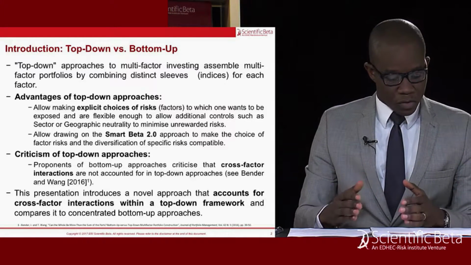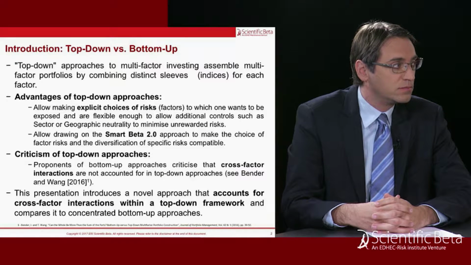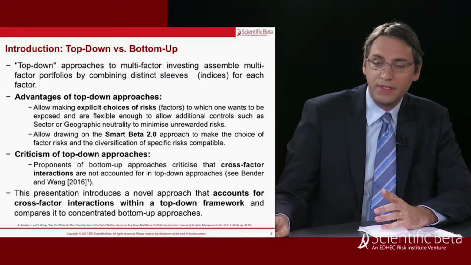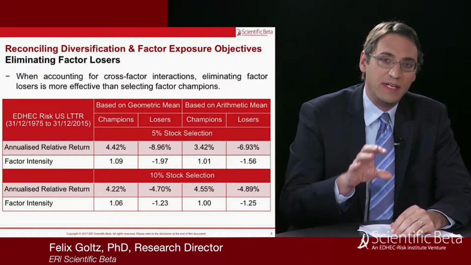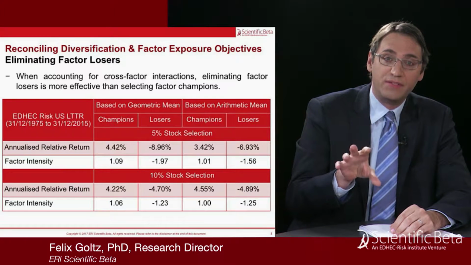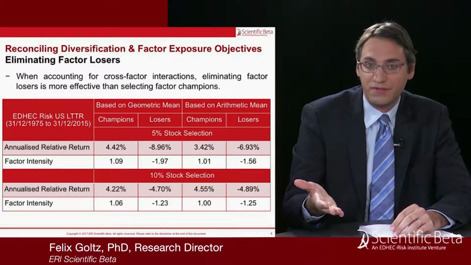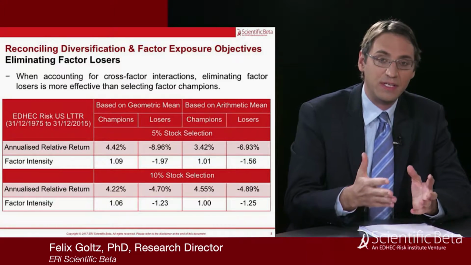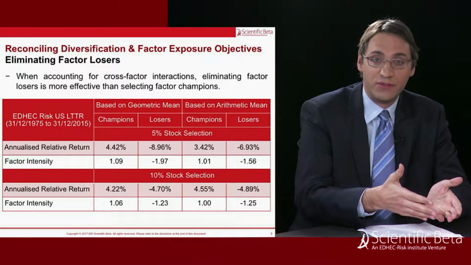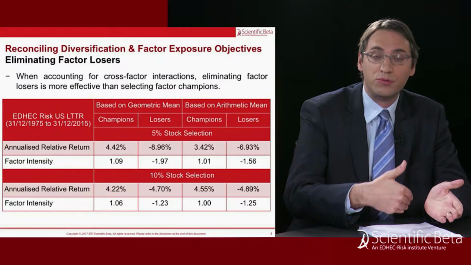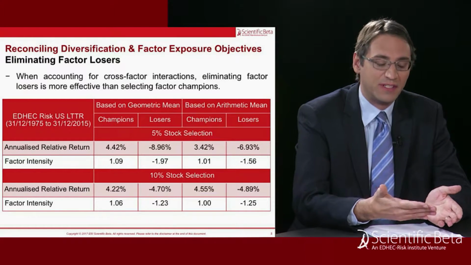So Felix, we mentioned cross-factor interactions. Can you explain, first of all, what you mean by this term and how exactly do you account for them in a top-down framework? The idea behind looking at cross-factor interactions is simply to look at not only the exposures to a given factor that we may be tilting to explicitly, but also to the residual factors. So if you design, for example, a value factor index, that value factor index will also have exposure to other factors like momentum, quality-related factors, and so forth.